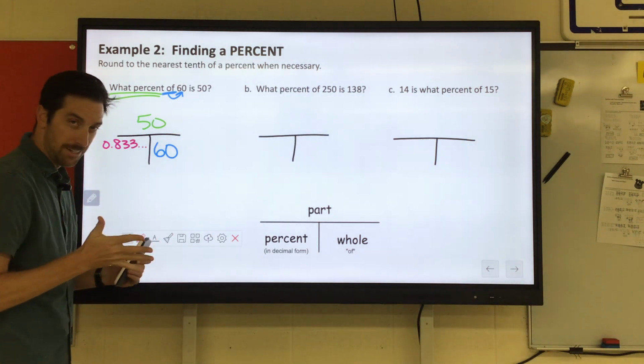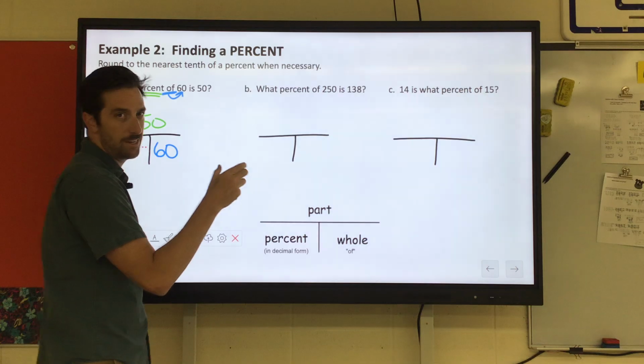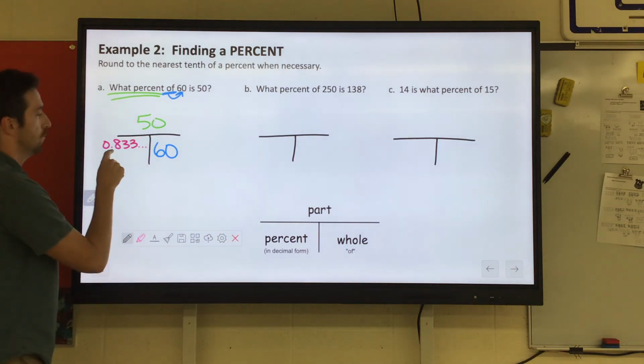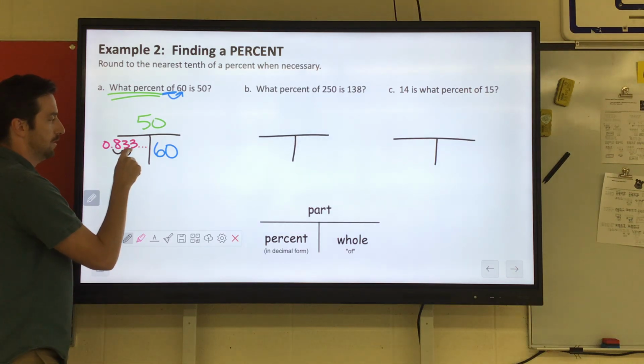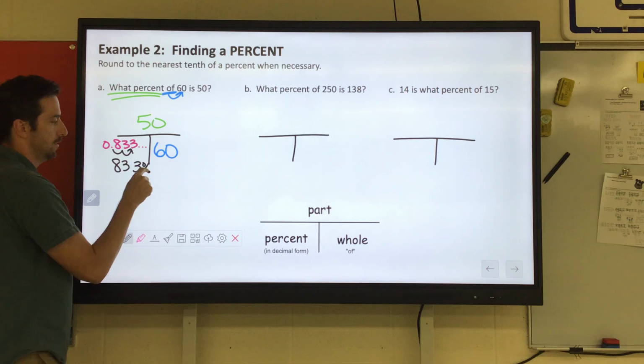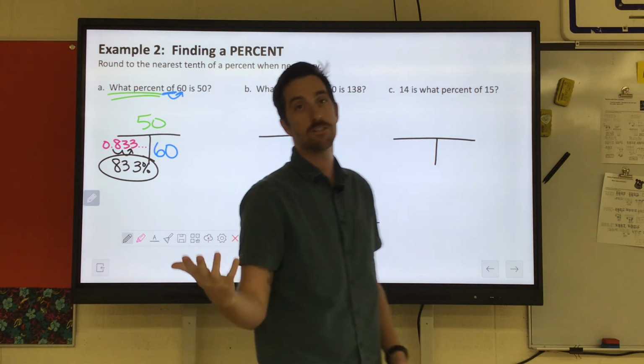So we're going to take it in decimal form, and then we're going to put it as a percentage. So earlier we took the percent, turned it into a decimal by going 2 places to the left. Now we're going to go 2 places to the right. This is 83.3%. That's one option. Otherwise, you can always just multiply by 100, which does the same thing.